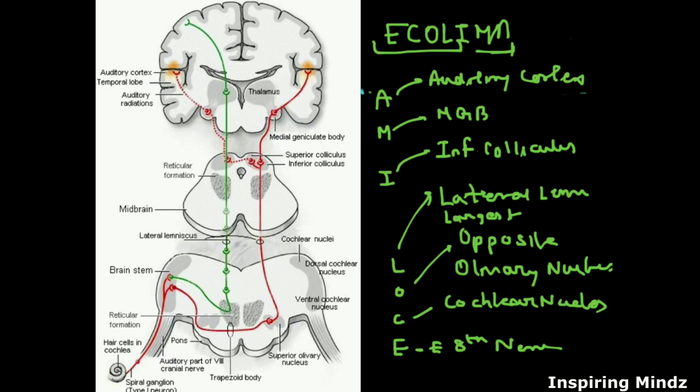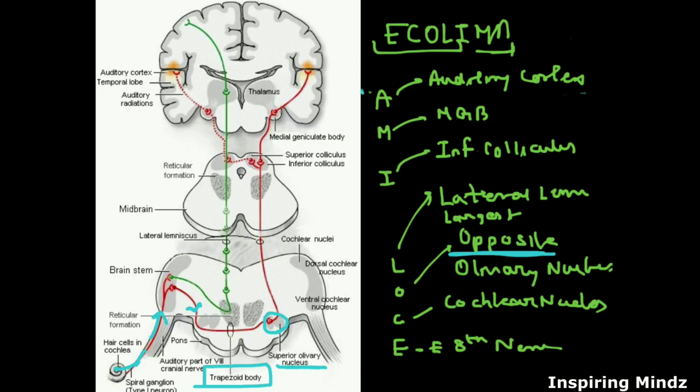Okay, so let's discuss this mnemonic. In the diagram you can see that first there will be stimulation of the eighth nerve. Now this eighth nerve will reach the ipsilateral side of the cochlear nucleus. And from the cochlear nucleus, the majority of the fibers will move to the opposite side with the help of the trapezoid body, and on the opposite side they will relay into the superior olivary nucleus.